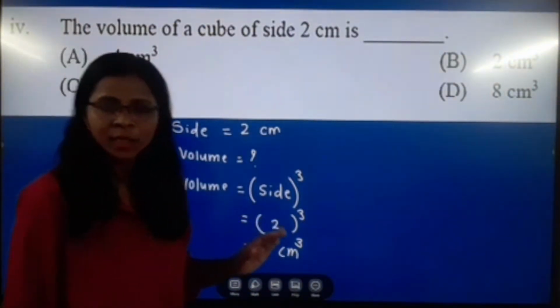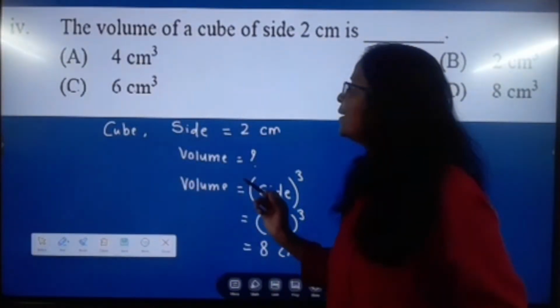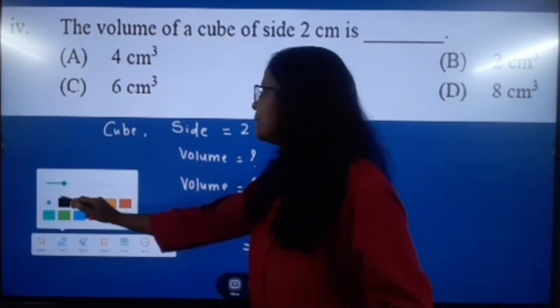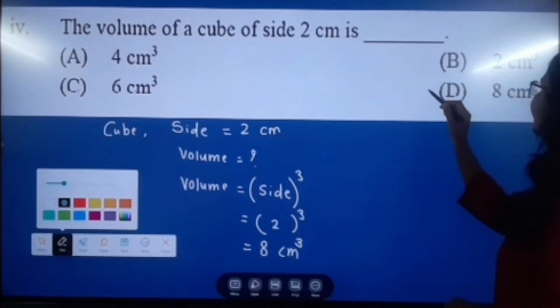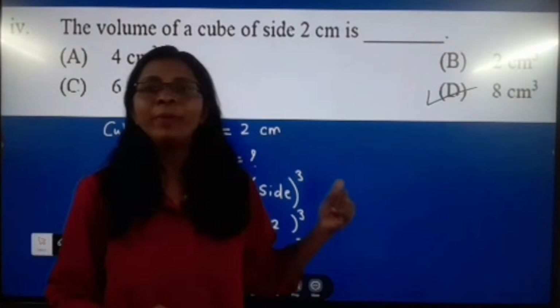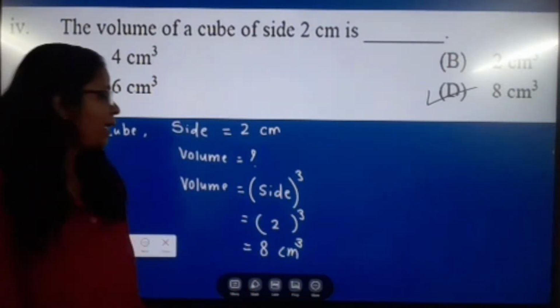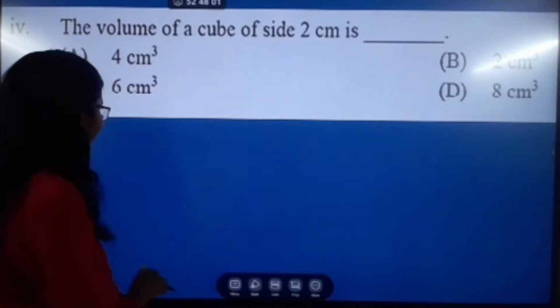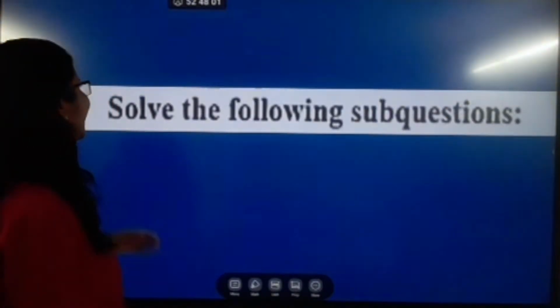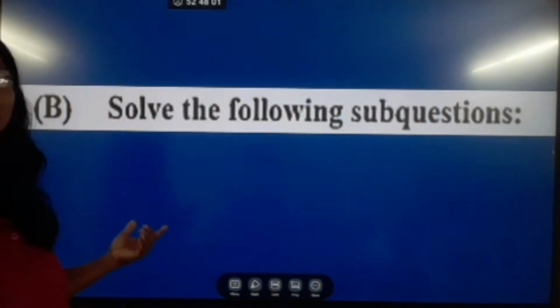So that means here, students, the correct option is D. The correct option is D, students, 8 cubic centimeter. Okay. Then see the next example. That next example is for question 1B.